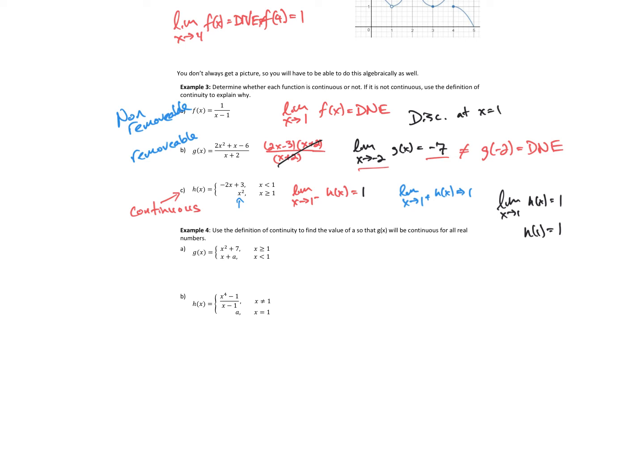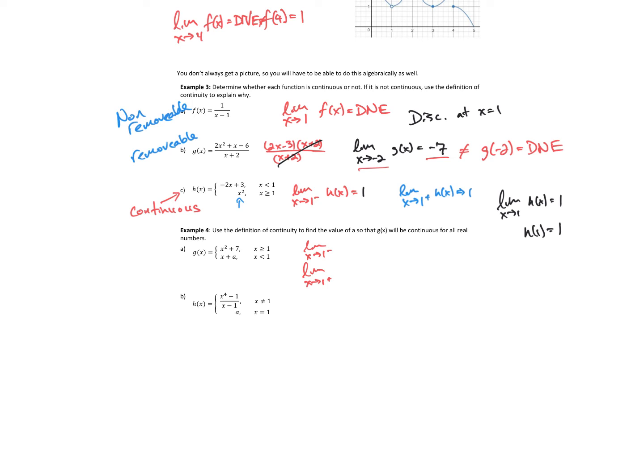All right, so let's look at example 4. We're going to use the definition of continuity to find the values of a. Sometimes they use different letters than a, so that g of x will be continuous for all real numbers. So what do we need to do? We need to have a limit equal to the value. Well, where might my problem area be on this first one? 1. All right. So I need to find a limit as x approaches 1 from the left, and I need to find a limit as x approaches 1 from the right.